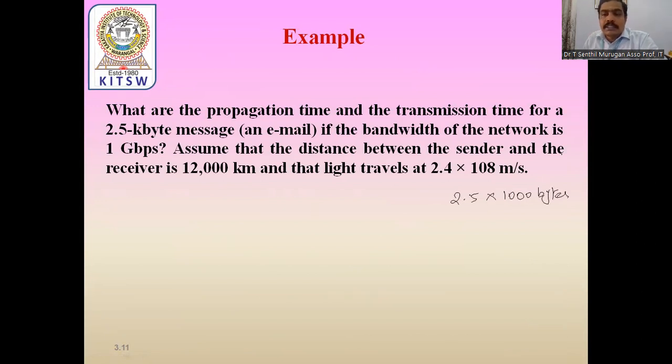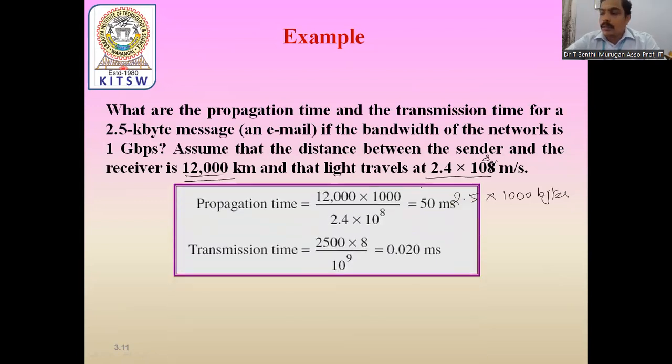Assume that the distance between the sender and the receiver is 12,000 kilometers, and that light travels at 10 power 8. So what is the formula we have to calculate? Simply we can use that formula. We know that 12,000 into 1000, because the kilometer will be converted into meters.